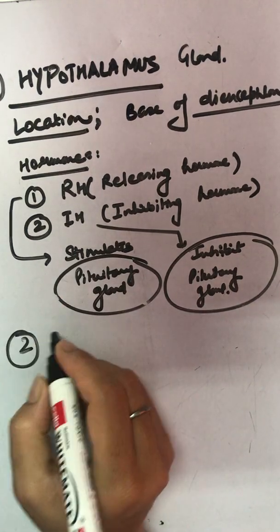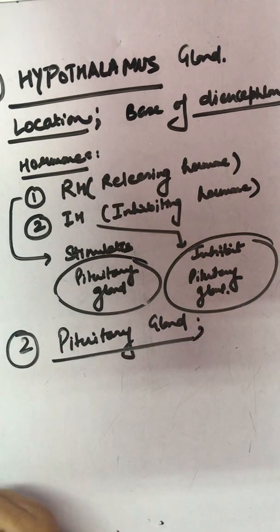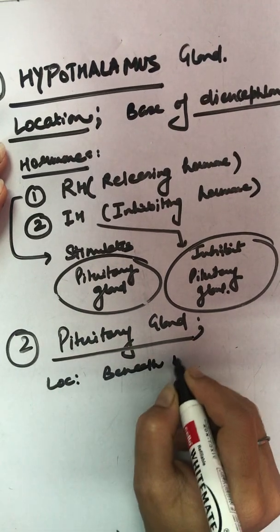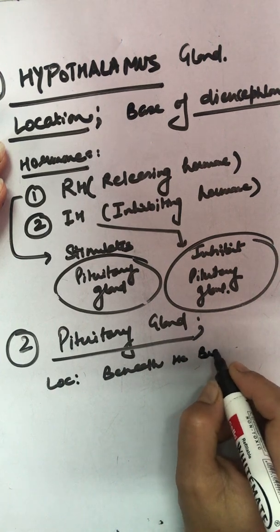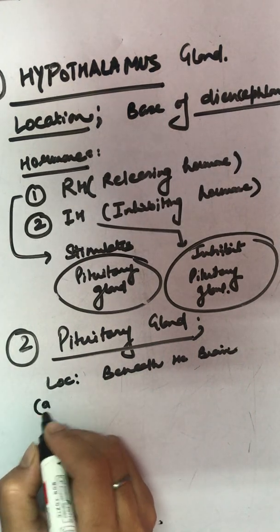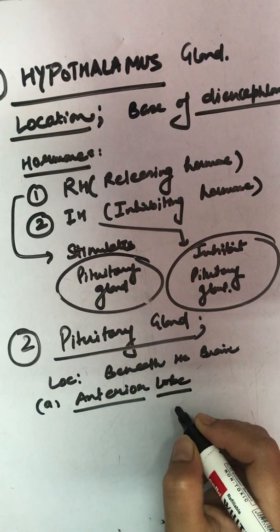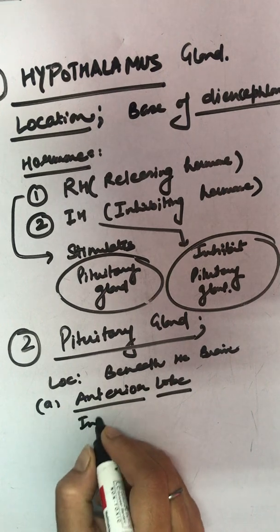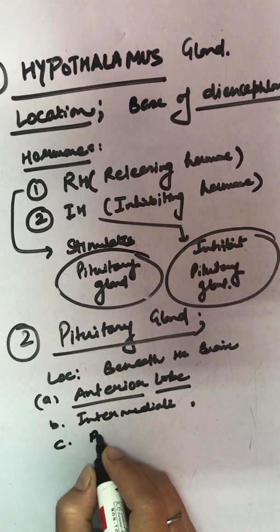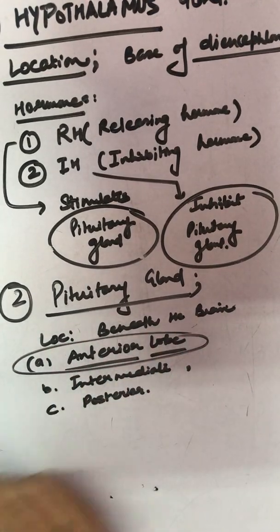Now moving to the pituitary. Pituitary gland. Where is it located? Location is beneath the brain. It has three regions: anterior lobe, intermediate, and then posterior. We are discussing the hormones secreted by each lobe separately. We are first moving to the anterior lobe. Clear?